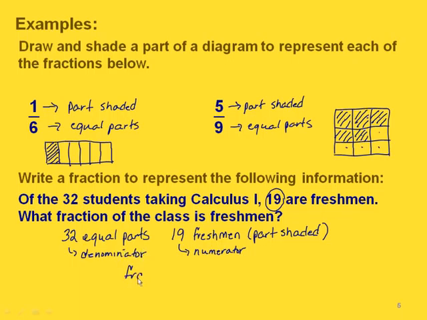So our fraction is 19/32, or you can also read this as 19 over 32. Okay, a few definitions. There are some different terms that we use with fractions.